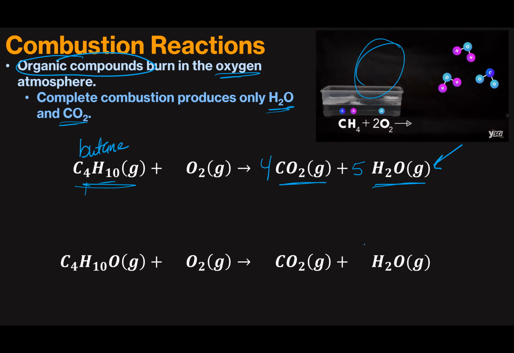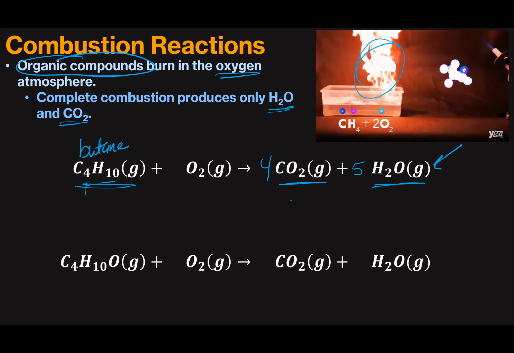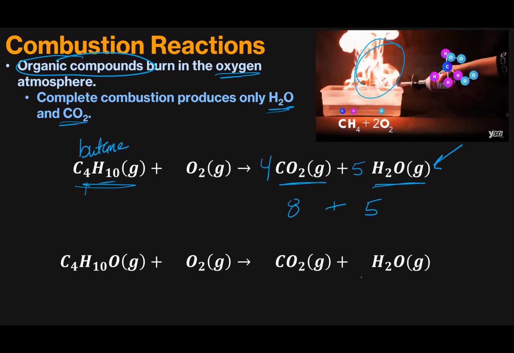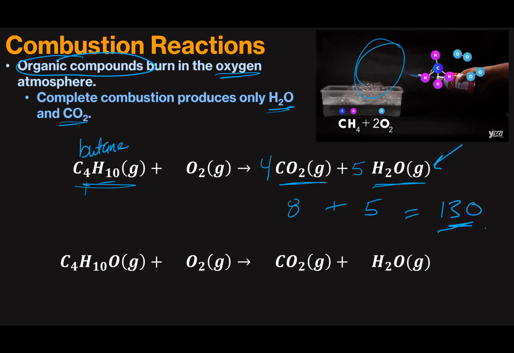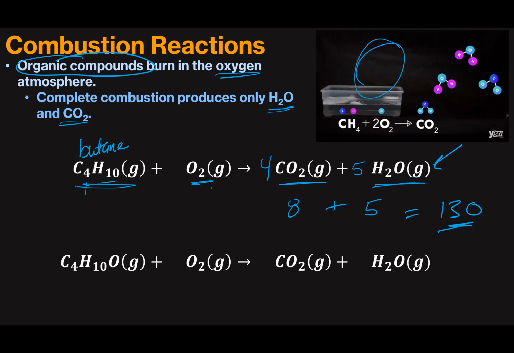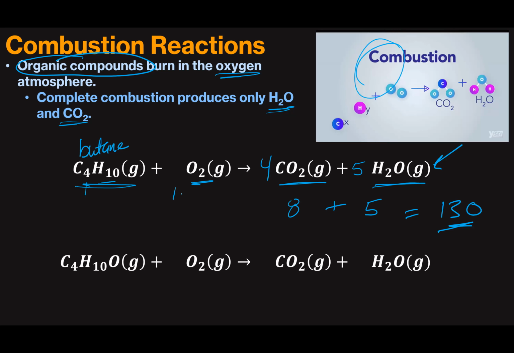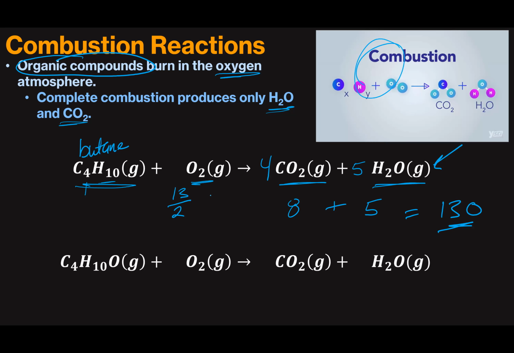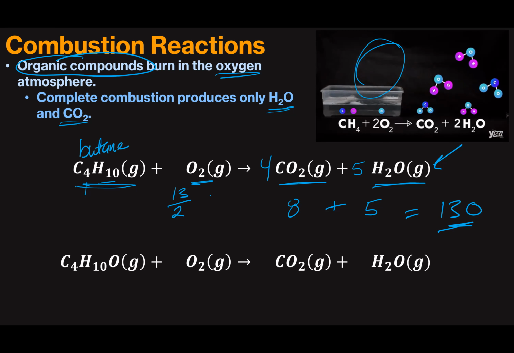Then we just have to pay attention to the oxygens. How many oxygens do we have on the right side? Well, we have 4 times 2, which is 8, and 5 times 1, which is 5. So we have 13 oxygens on the right side, and we have 2 oxygens on the left side. There's not a good way to do this, but we can still balance it. You can think of this as if we had 13 halves of O2, we would have 13 oxygen atoms, and that would balance it out. But we can't have fractions in our balanced equation.